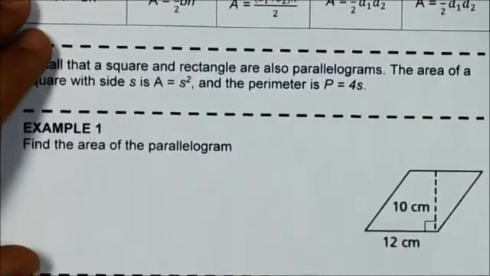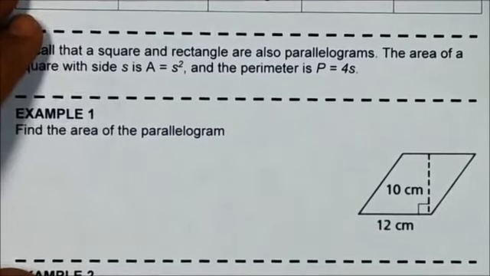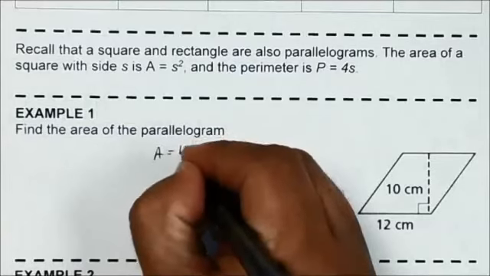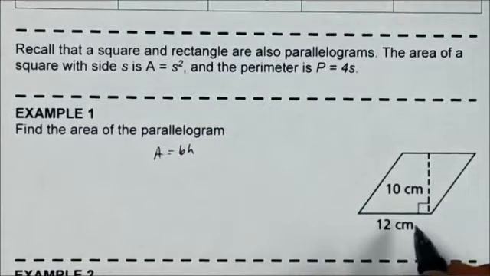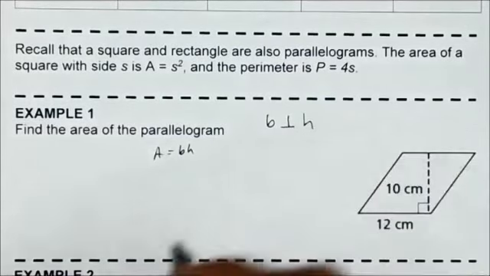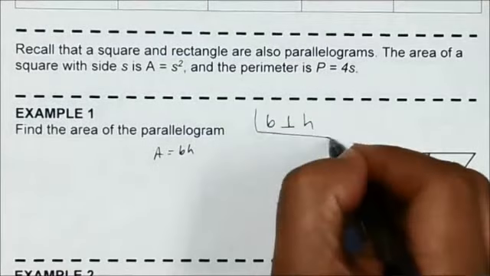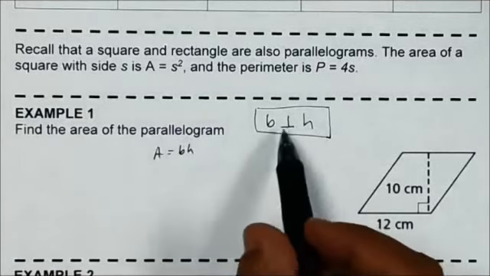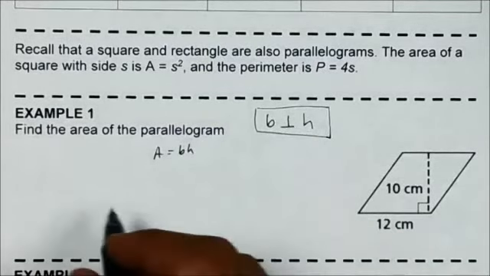We're going to look at this first parallelogram here. Find the area of the parallelogram. Remember that area is equal to base times height. Right. My base and height are always perpendicular. Right. So this is an important thing to remember. The base and height, regardless of the shape or the polygon, are always perpendicular.